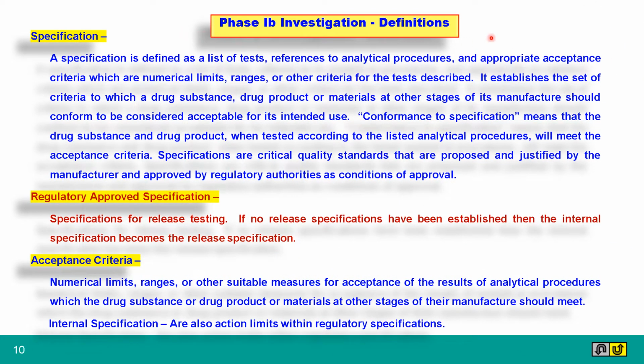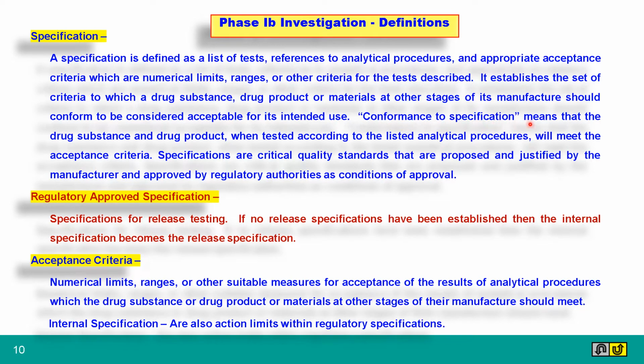Phase 1b investigation definitions. Specification. A specification is defined as a list of tests, references to analytical procedures, and appropriate acceptance criteria, which are numerical limits, ranges, or other criteria for the tests described. It establishes the set of criteria to which a drug substance, drug product or materials at other stages of its manufacture should conform to be considered acceptable for its intended use.